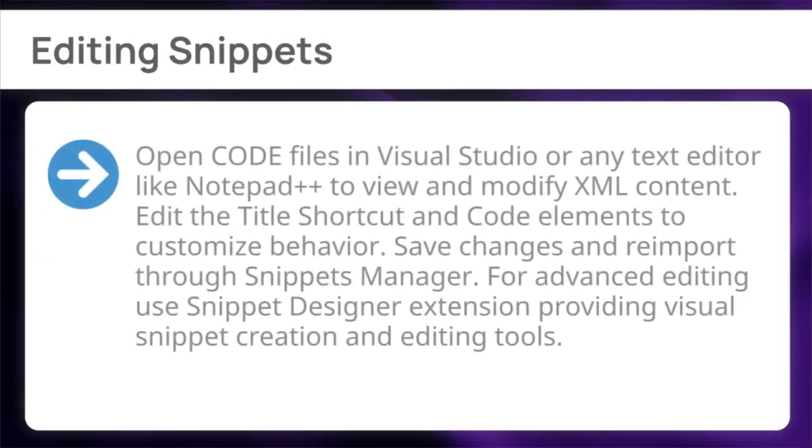Next, editing snippets. Open code files in Visual Studio or any text editor like Notepad++ to view and modify XML content. Edit the title, shortcut, and code elements to customize behavior. Save changes and re-import through Snippets Manager. For advanced editing, use the Snippet Designer extension, providing visual snippet creation and editing tools.